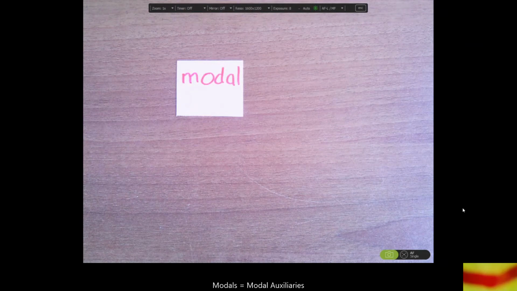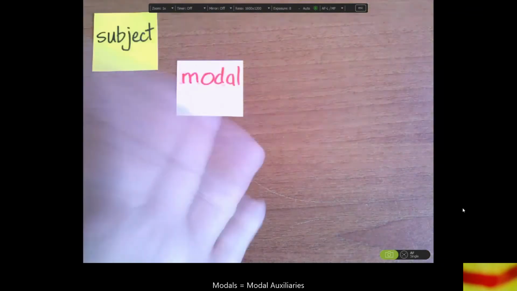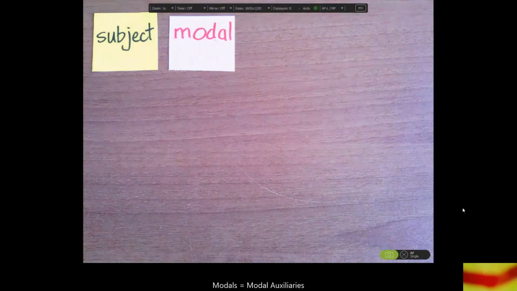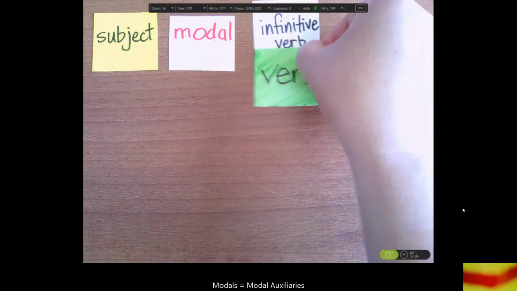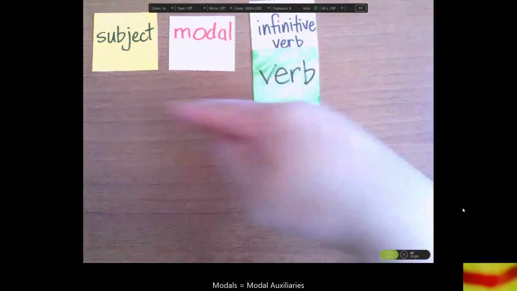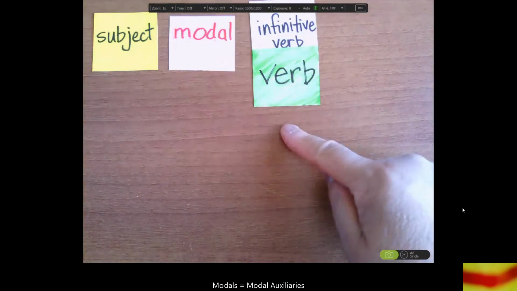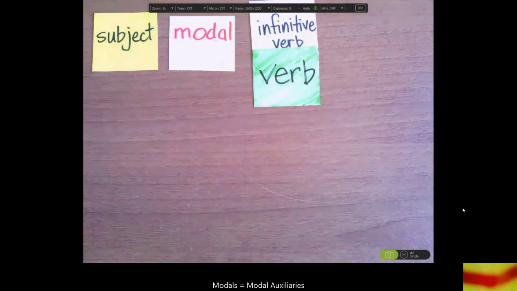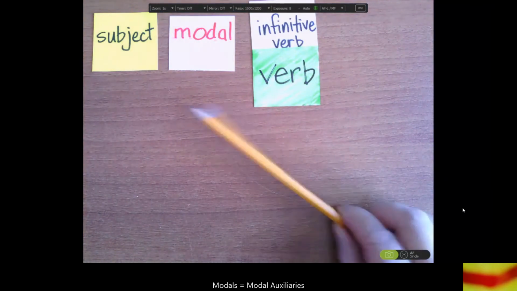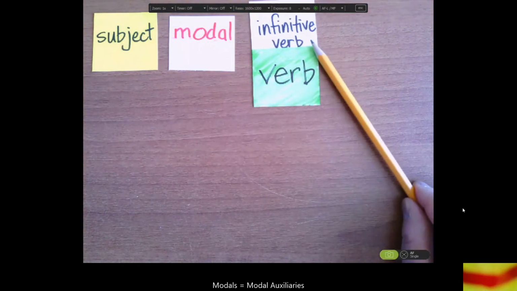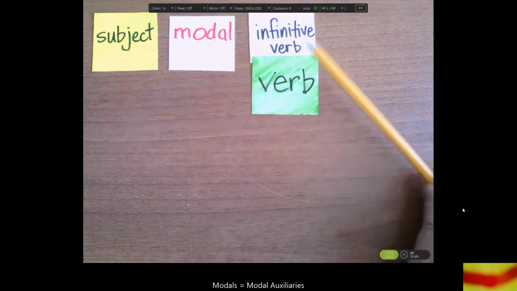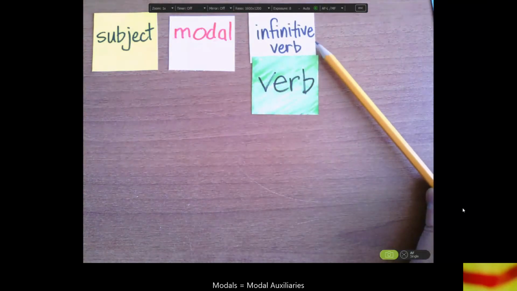So, how does this work? We're going to build a sentence right here. Let's have the subject. We'll have the modal, and it's always followed by the verb. Just like in a basic sentence, you have your subject and your verb, but here the modal is going to go in between the two. And may I emphasize that it is not just any verb, it is an infinitive verb, which means there's no conjugation.